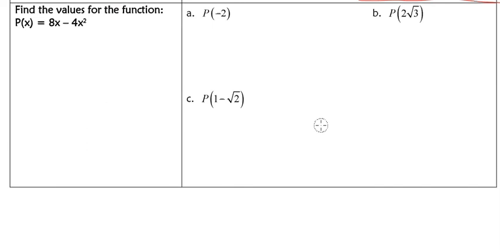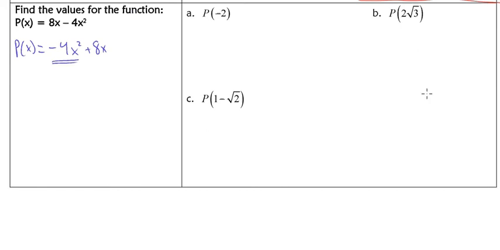All right, so here we are, last box on the first page of 2.1 and 2.2 notes, and it says find the values for the function p of x equals 8x minus 4x squared. It does not say to do this, but I would probably take a second and reorder it with my leading coefficient of -4, so -4x squared plus 8x, just to be in a good habit of seeing what my leading term is going to be. It's really not necessary for this problem, but just a good habit to get into.